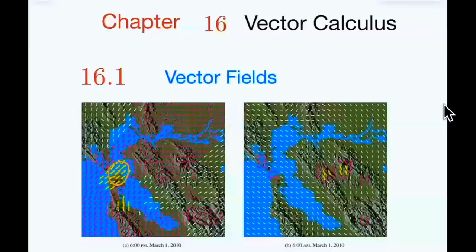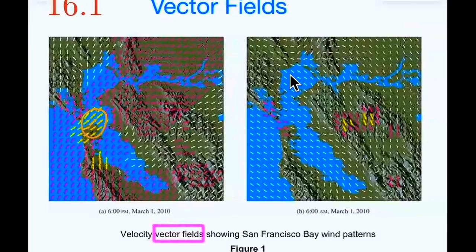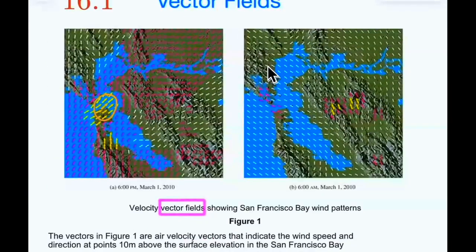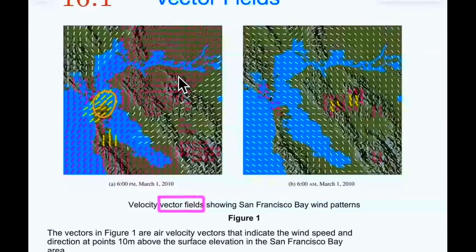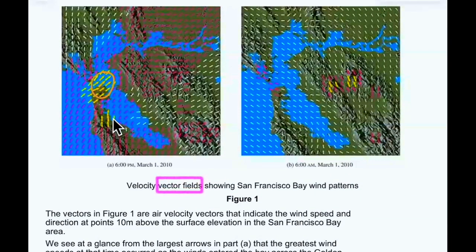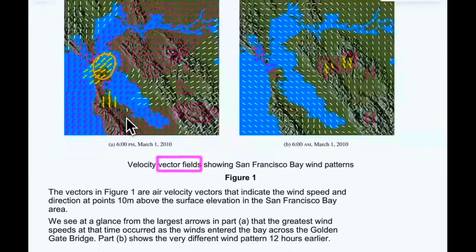One, we talk about vector fields. What do you see in these two pictures over here? What are the two pictures about? Both of them are indicating the wind speed at the Bay Area. You see those arrows there indicate the direction of the wind, and the length of the arrow indicates the speed of the wind. So right here, we see that the air velocity vector, those arrows here, indicate the air velocity vector at points 10 meters above the surface elevation.